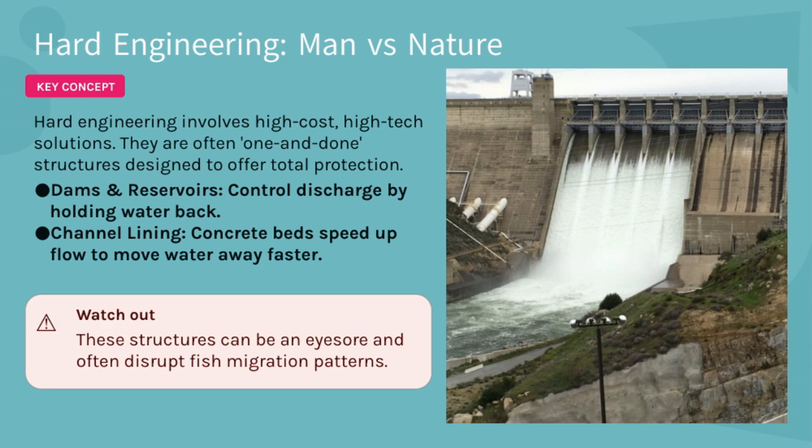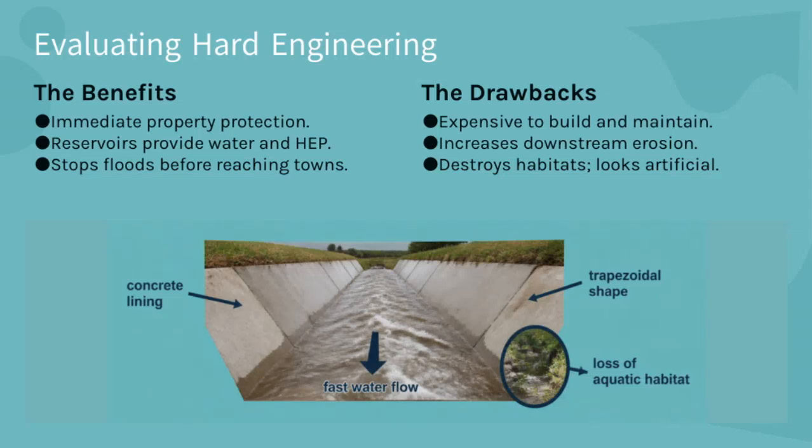But there are problems. Hard engineering can be very expensive. It can look artificial and unattractive. It can also disrupt natural habitats and fish migration. So hard engineering may protect people in one place, but it can also create environmental problems or even increase flood risk somewhere else downstream. Now let's evaluate hard engineering.